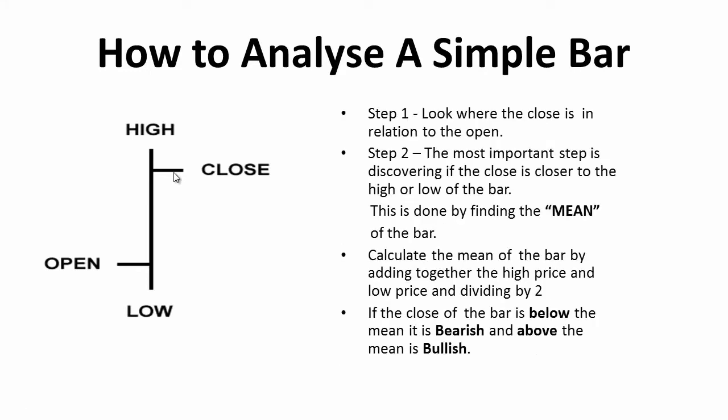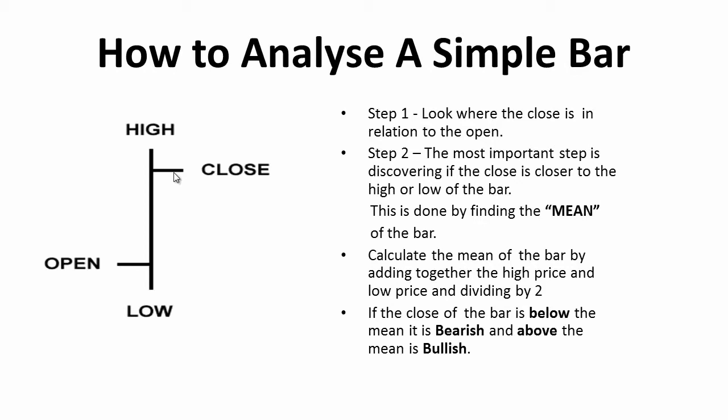Now, step one when analysing a simple open, high, low, close vertical bar is to look where the close is in relation to the open. The second step, and the most important step, is discovering if the close is closer to the high or low of the bar. This is done by finding the mean of the bar. The mean of the bar is another word for the midpoint of the bar.